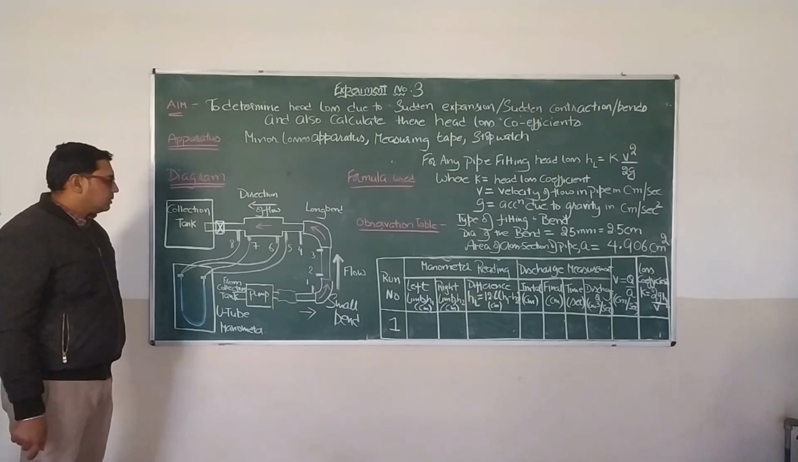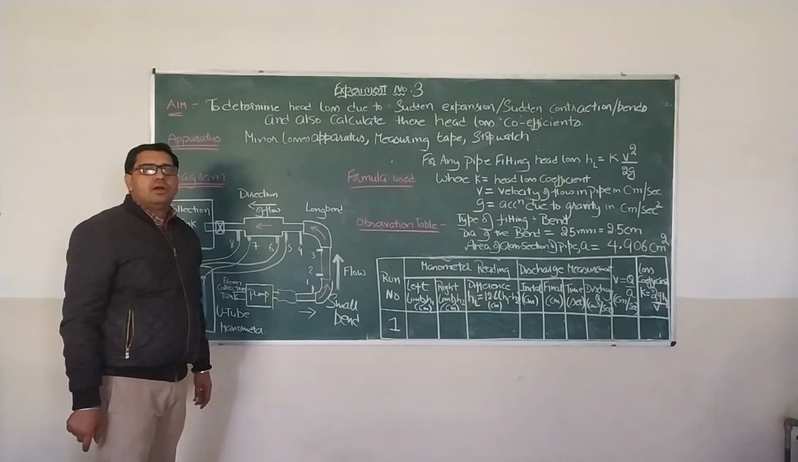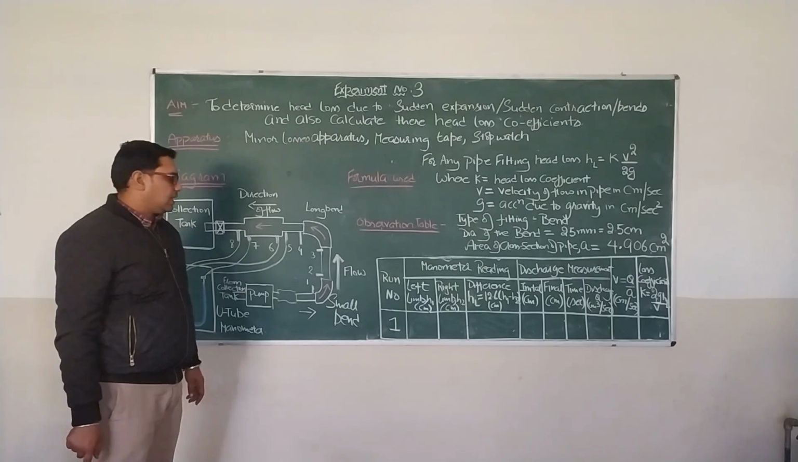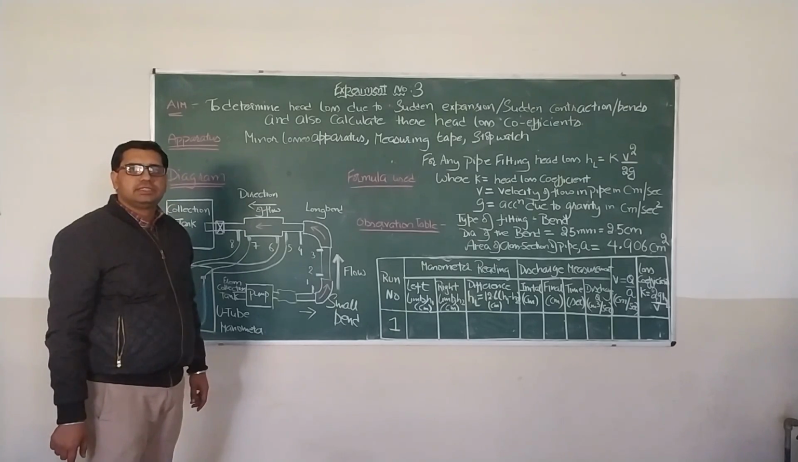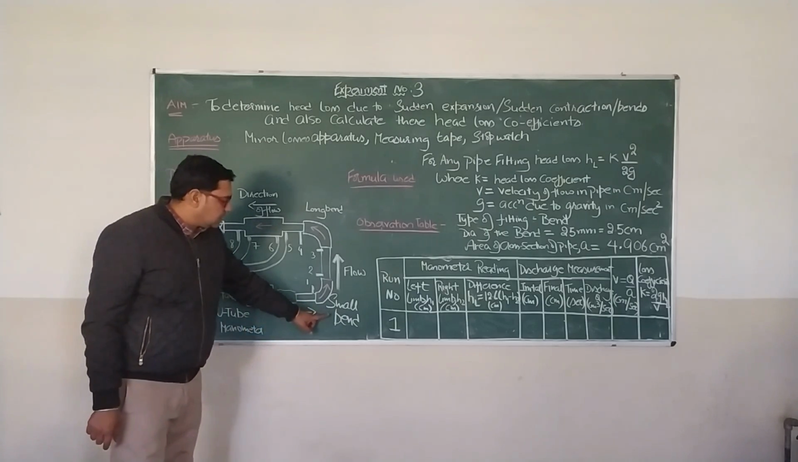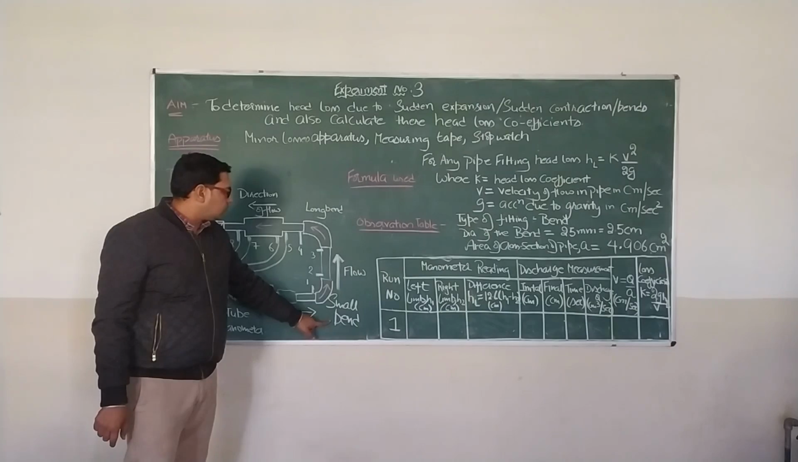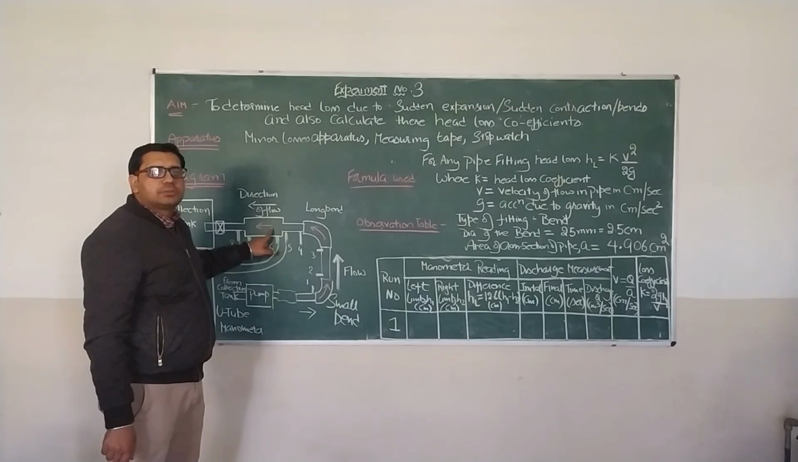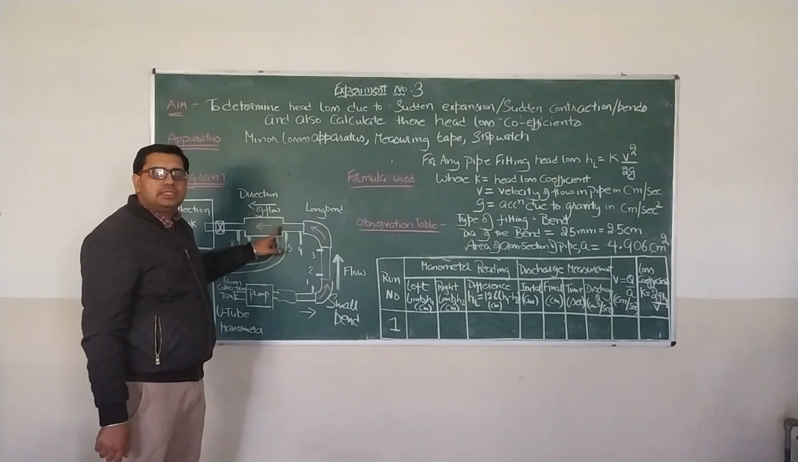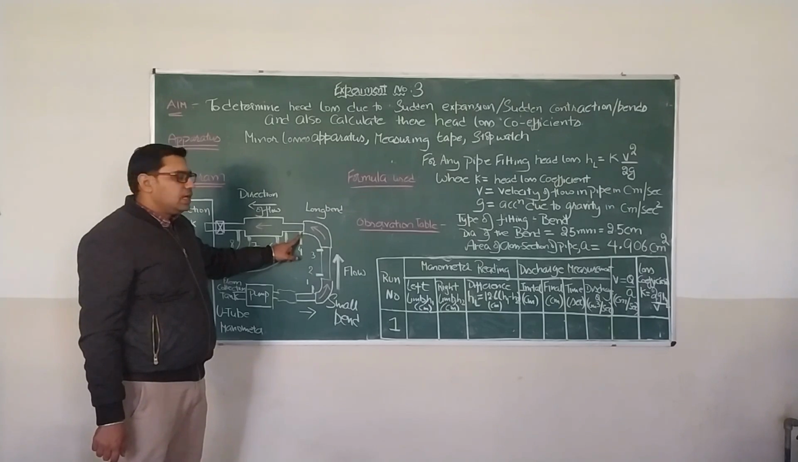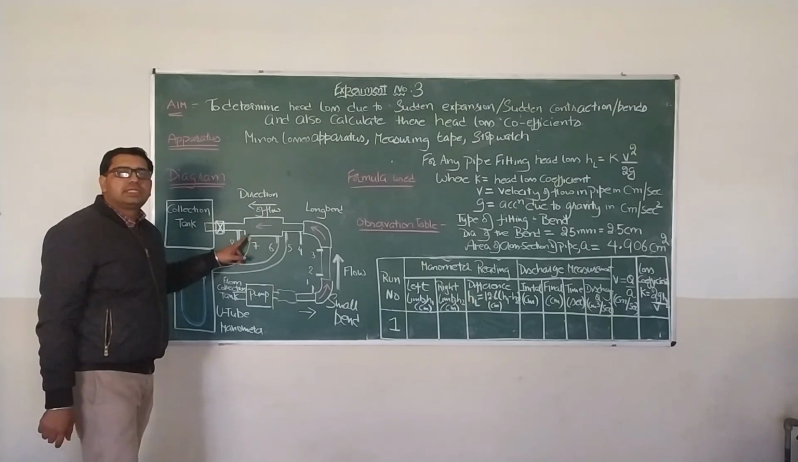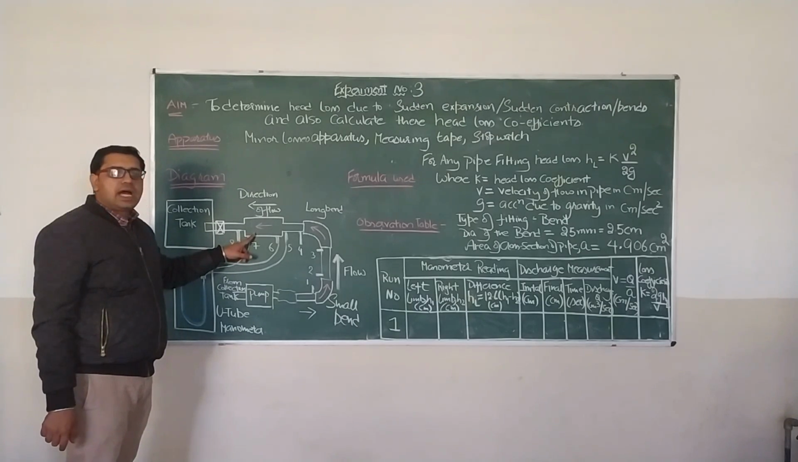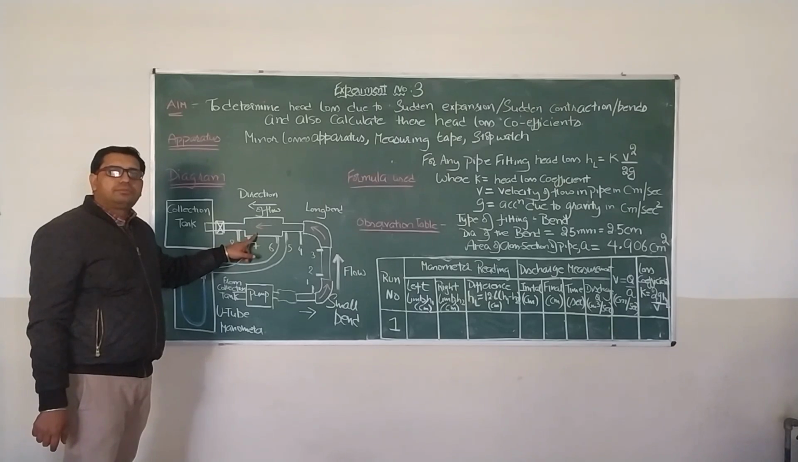In this apparatus there is a pipeline of 25 mm dia having various pipe fittings inside it. You can see here there is a small bend, there is a long bend, there is a sudden expansion. Here the pipeline changes from 25 mm to 50 mm size, and after that there is a sudden contraction. Here the dia again drops from 50 mm to 25 mm.